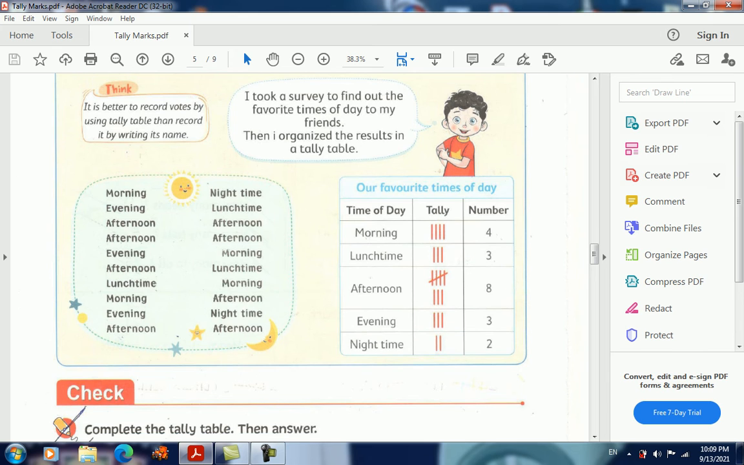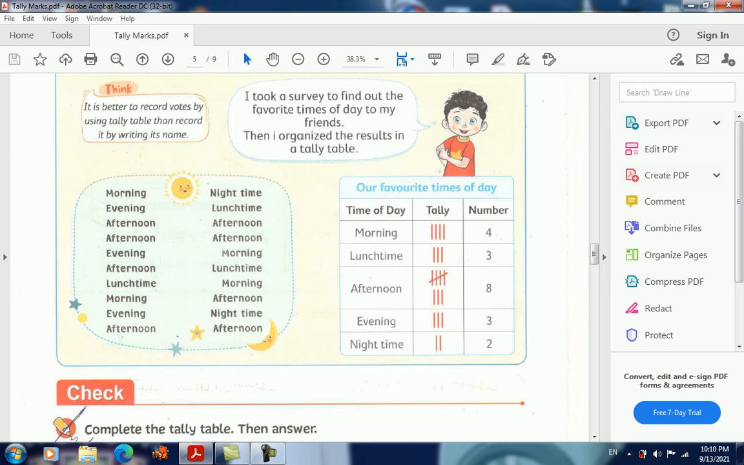So this guy is telling us his story. I took a survey to find out the favorite times of day of my friends. Then I organized the results in a tally table. This means what? If you look at the left, we find morning, evening, afternoon, and so on. The same words are repeated. So these are the times of the day he asked them.